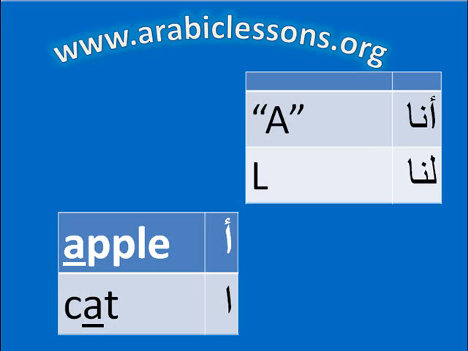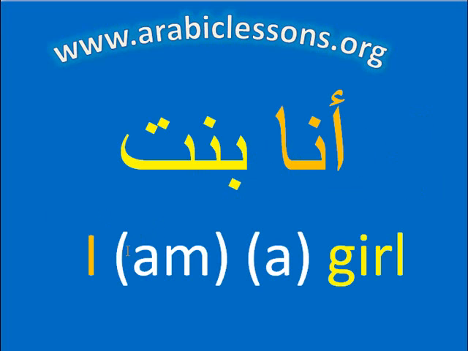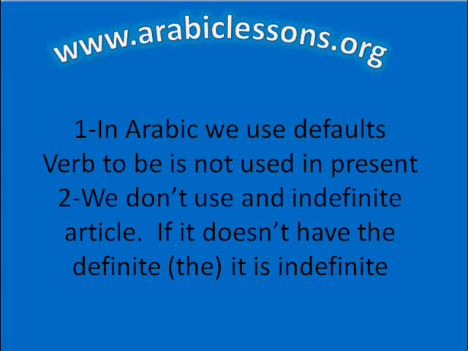So now let's do some grammar. Ana bint means I am a girl, okay? You notice that am and a are between brackets because we do not use the equivalent of these in Arabic. The sentence literally translated would read I girl. In Arabic we use defaults, so verb to be in the present is not used. It can be used in the past tense just to indicate this is something that happened in the past, but in the present it's not used, okay?